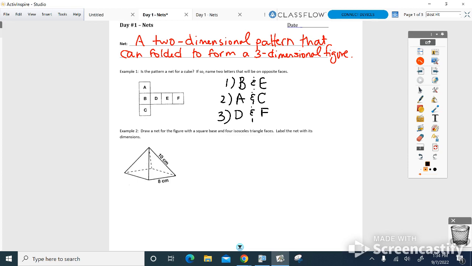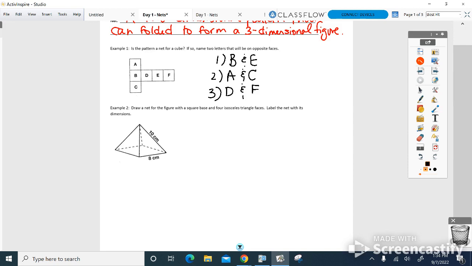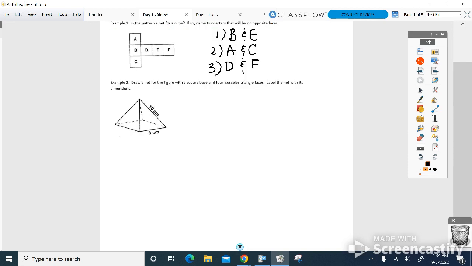All right, let's go in backwards now. Let's go in reverse. Here's a pyramid, 3-dimensional. How many faces does it have? 5. So when I open it up right now, you should have how many shapes in your net? Get to it. Open it up, recycle it.